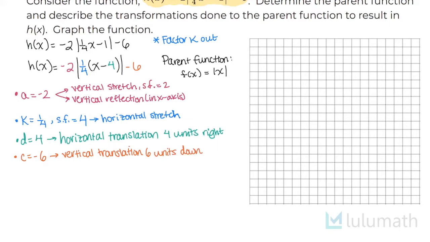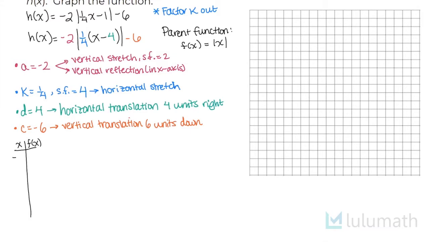So now that we've done that and we have also identified our parent function, we can use this information to figure out what our coordinates are going to be for our graph. So for our parent function, since it's the absolute value of x, we will go from -3 to +3 for our inputs. And the absolute value of all these values is its positive corresponding value.